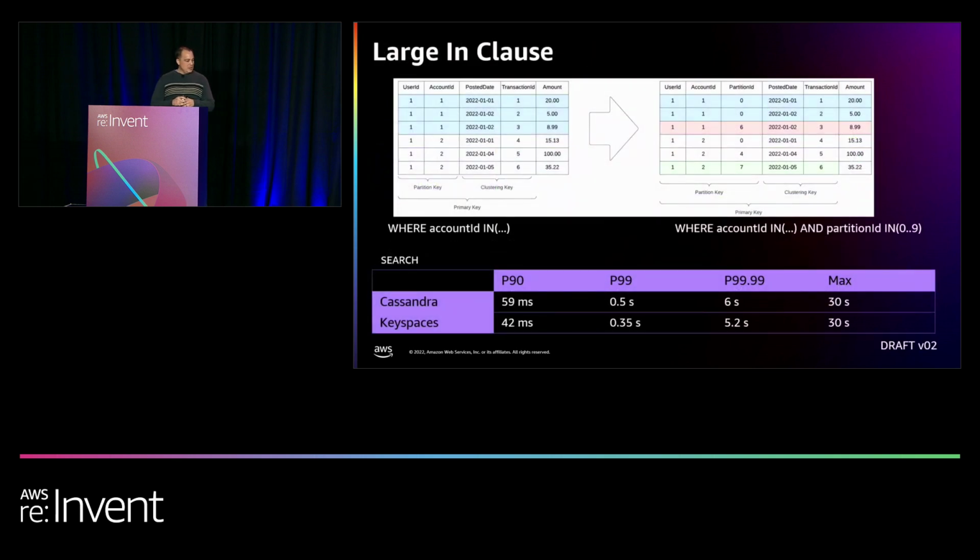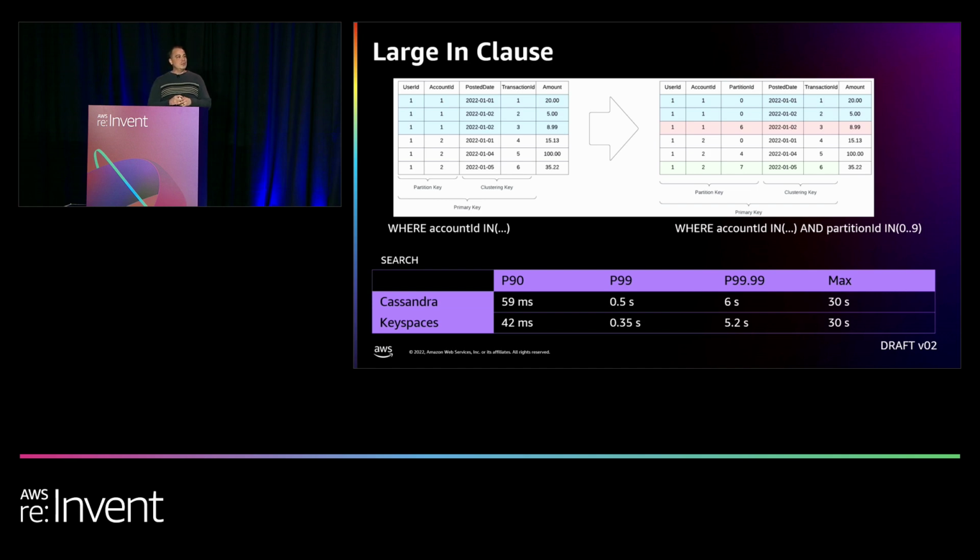Here's a quick example of how the query changed. In Cassandra, we were asking for all transactions for a list of accounts. And now in Keyspaces, we were doing the same thing, but with the added list of partition IDs. When we looked at the specific cases where this query was taking a long time to run, we were actually very surprised to find that in certain cases, we were asking for all transactions for up to 20,000 accounts at one time.